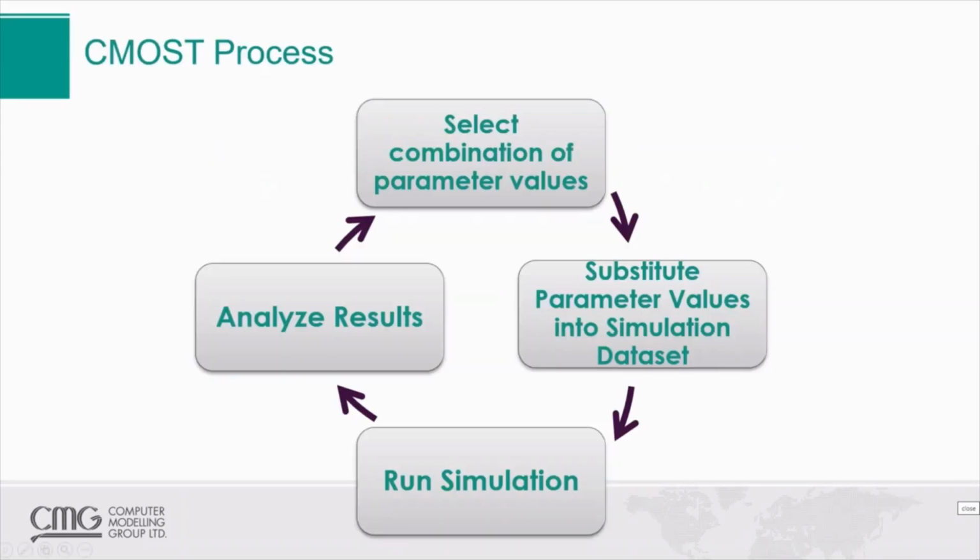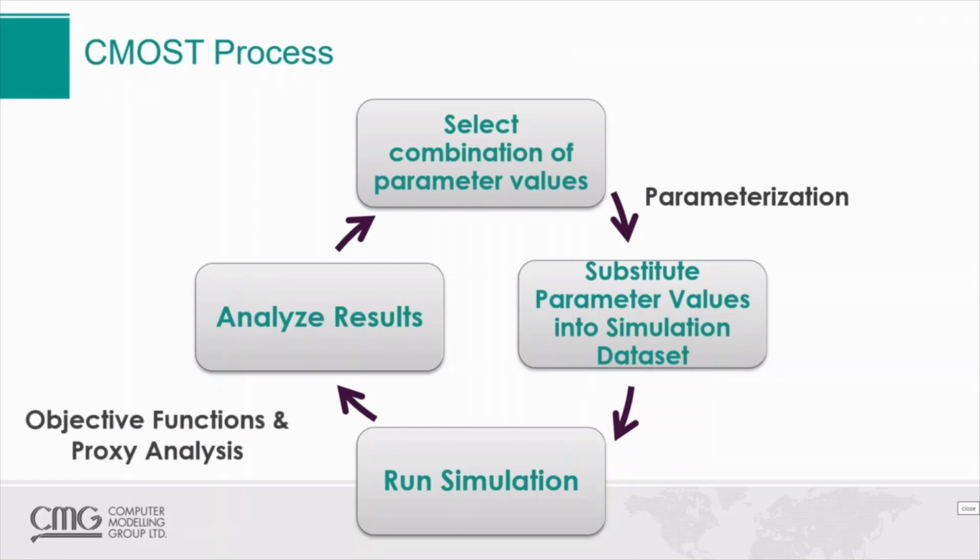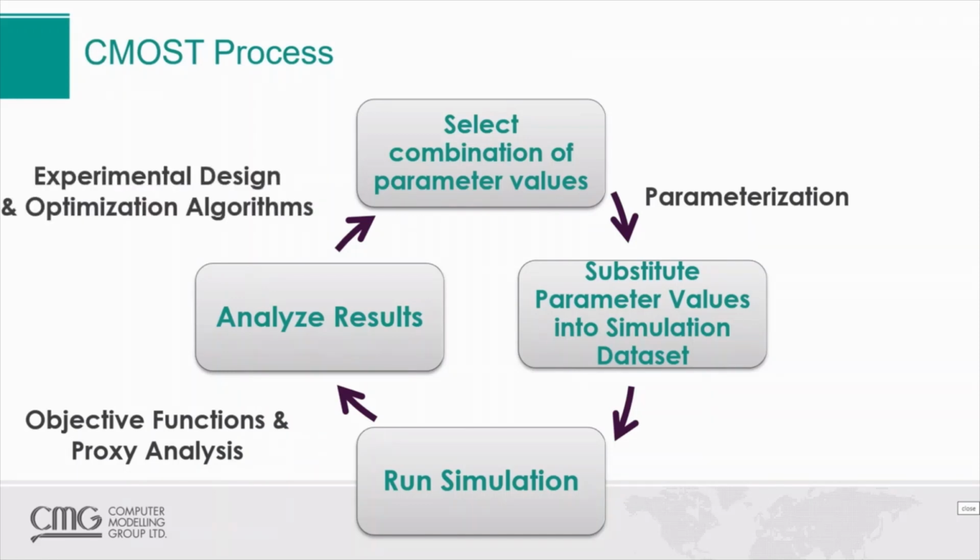A brief understanding of CMOST. CMOST starts by selecting a combination of parameter values to use in a simulation. With this data, it creates a new simulation dataset by inserting these values into it, and once created, the model is simulated. Results are read from the simulation. CMOST uses this information along with its optimization algorithms to determine the next set of parameter values.